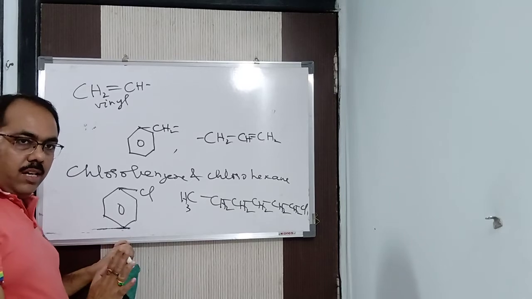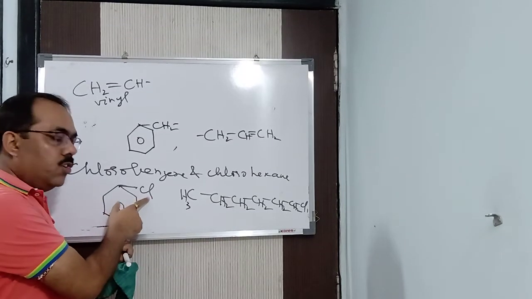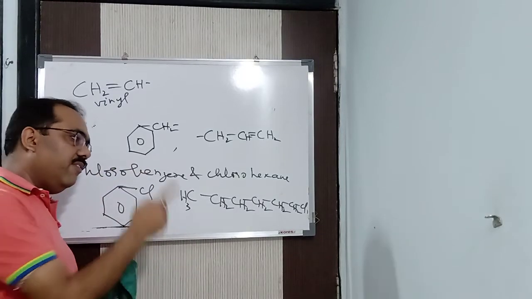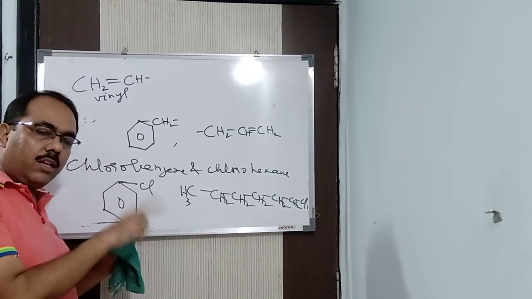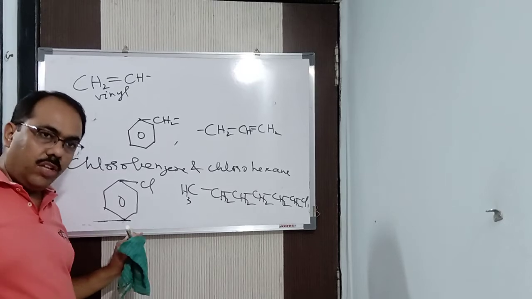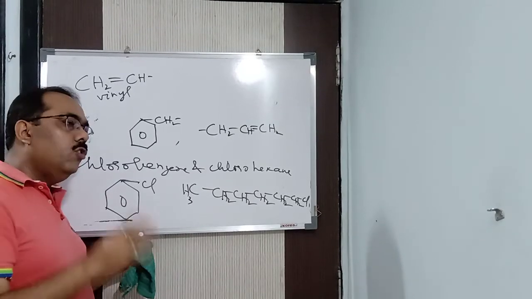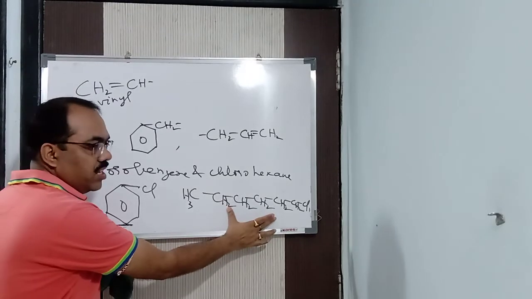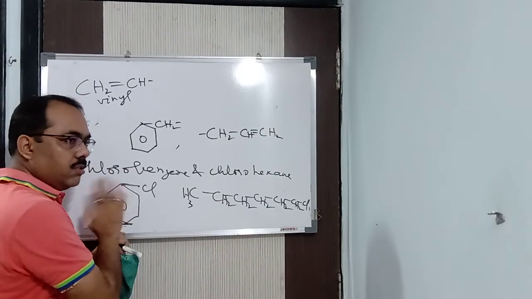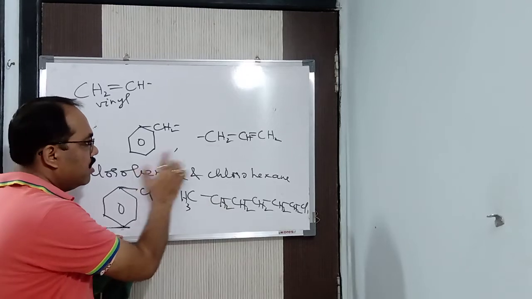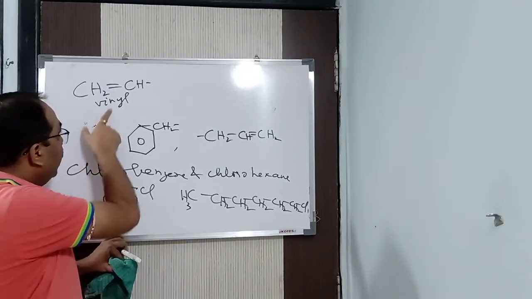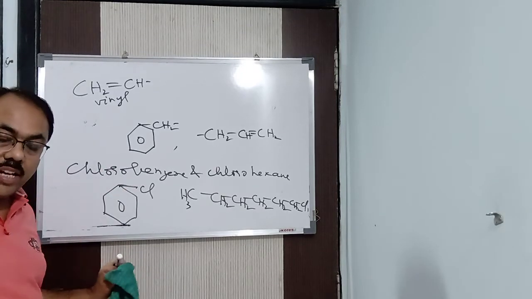Now if bromo is present in both, you do the same thing: add NaOH or KOH, aqueous or alcoholic, then dilute HNO3, then silver nitrate. You will get a pale yellow precipitate with the alkyl, benzyl or allyl compound. But with vinyl and aryl, no such reaction takes place.